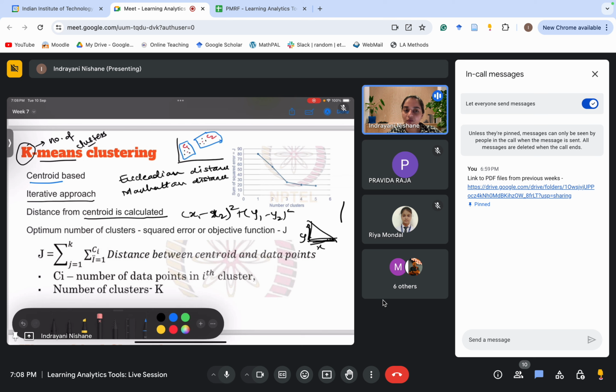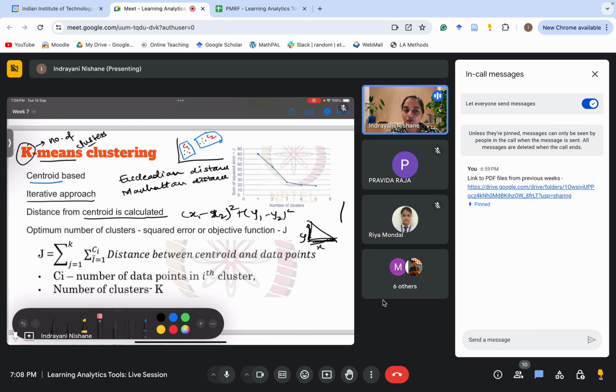and this is called the j function. Yeah? So this has to be minimum, close to 0, or at an optimum level where, if you increase the number of centroids, it should not affect this error function or squared error. It is also called the objective function. This graph I have taken from Sir's video, where he has explained how to decide how many clusters should be formed with our data set.